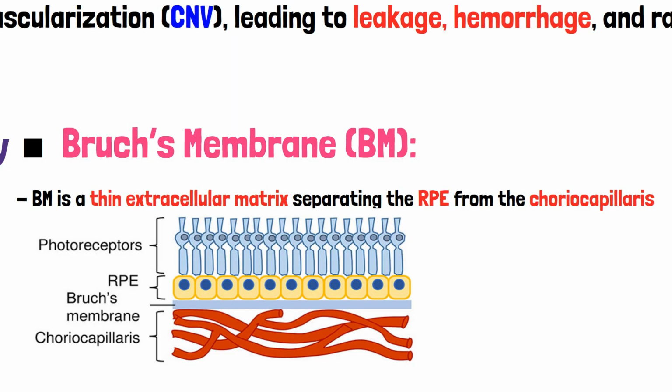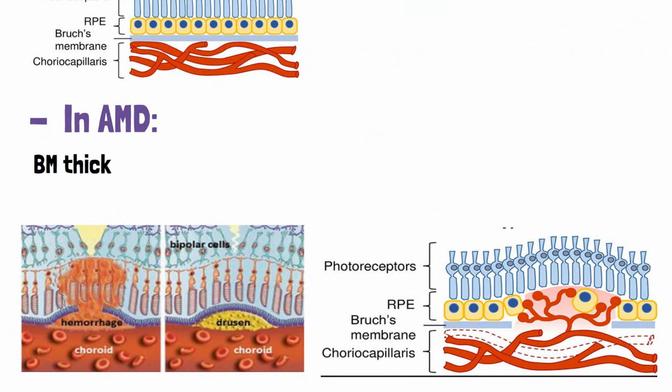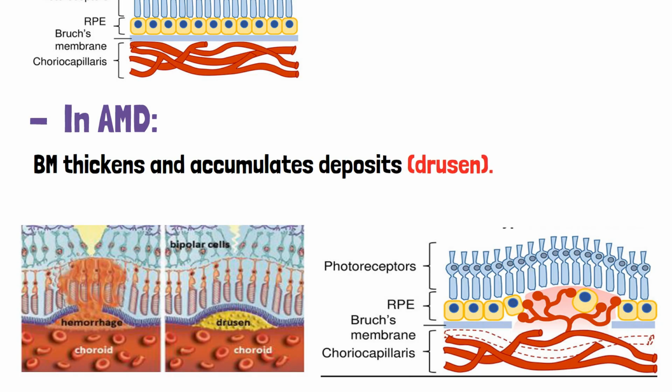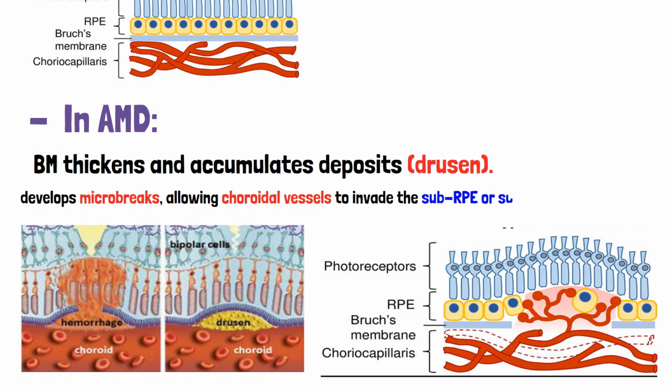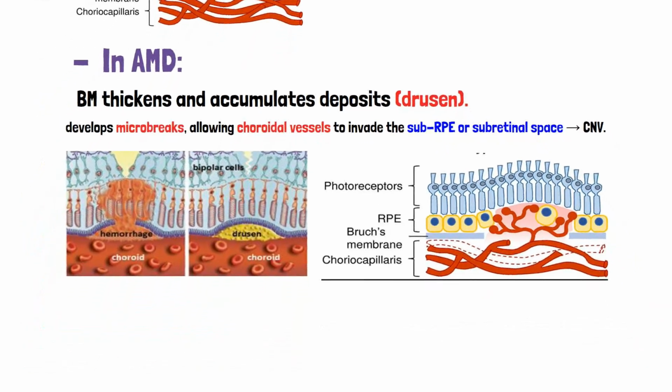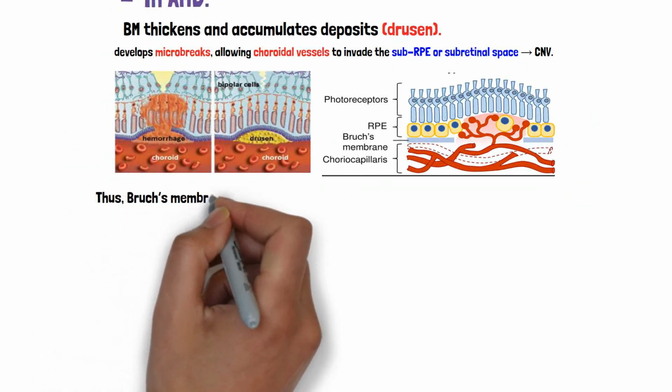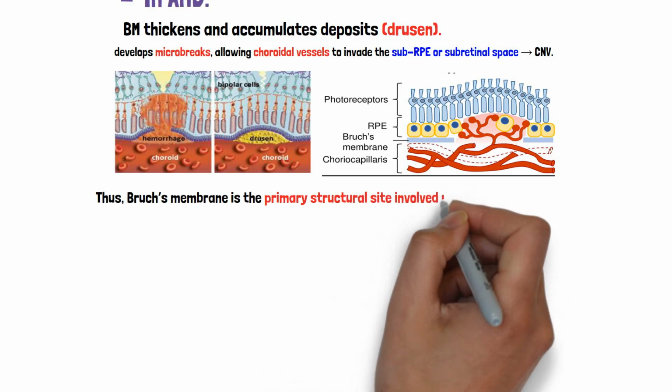In AMD, it thickens, accumulates drusen, and develops tiny breaks. Through these defects, choroidal vessels grow into the sub-RPE or subretinal space, forming the hallmark neovascular membrane. So, Bruch's membrane is the key structural site driving wet AMD.